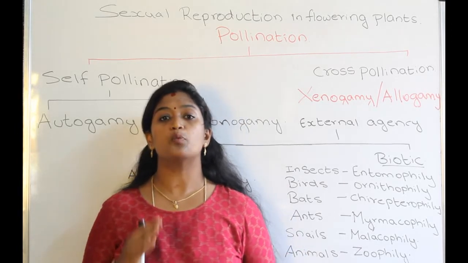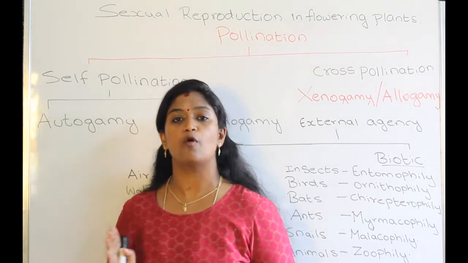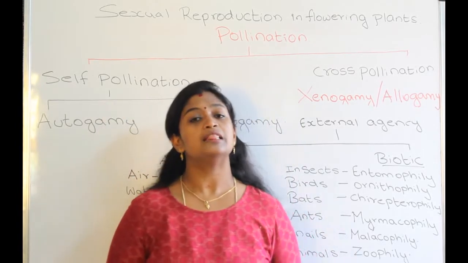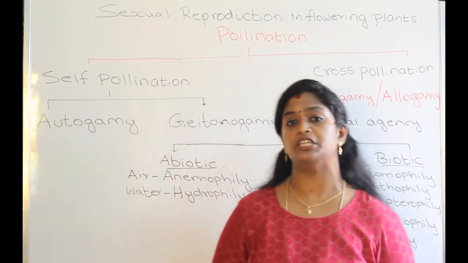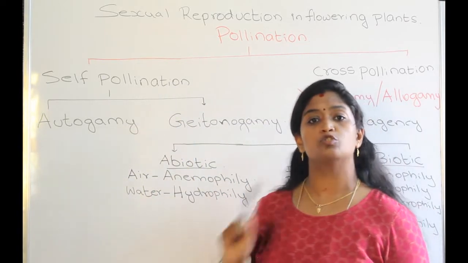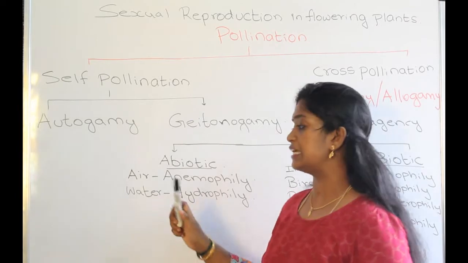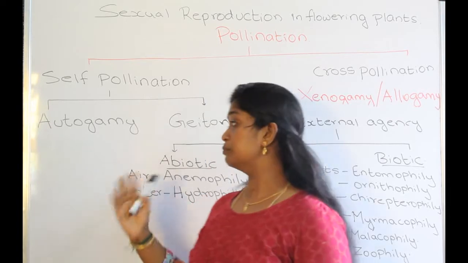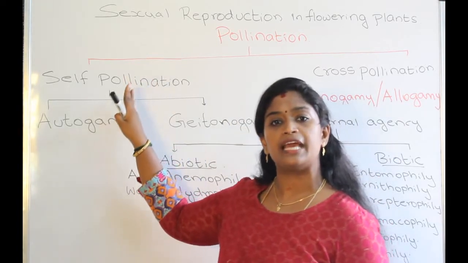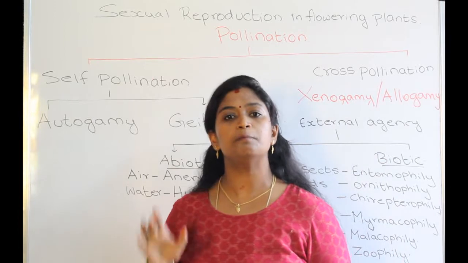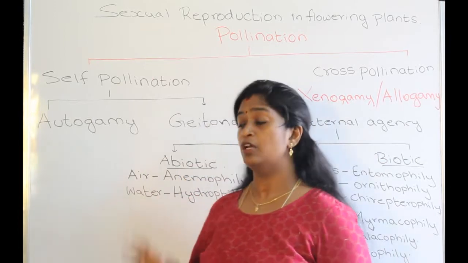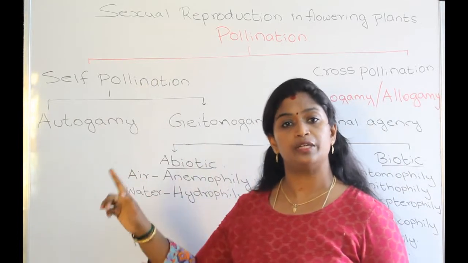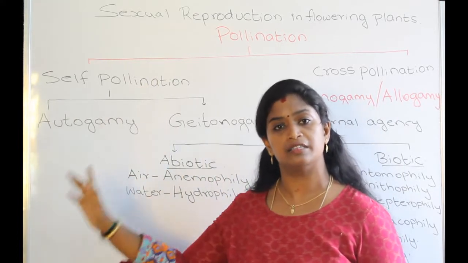Now let's see the advantages and disadvantages of self-pollination and cross-pollination. First, let's take up self-pollination. The main advantage of self-pollination is that it does not depend on external agencies such as abiotic and biotic agencies like air, water, insects, birds. Since they do not depend upon any external agency, there is 100% assurance of pollination, and that gives rise to the next progeny with 100% assurance.